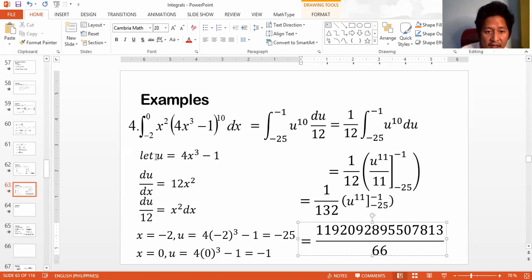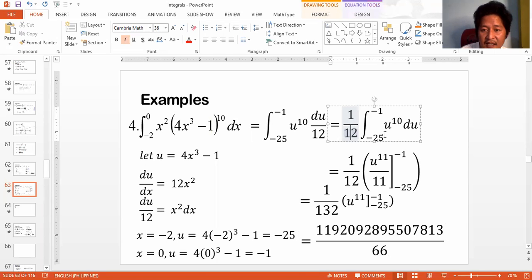So, nag-substitute lang tayo ulit. So, when x is negative 2, sinubstitute natin dito. Di ba? Kasi u natin is 4x cubed minus 1. Sinubstitute natin siya ng negative 2. Naging negative 33. When x is 0 naman, ganun din. So, u will become negative 1. So itong negative 2, papalitan natin siya ng negative 33. Yung 0, papalitan natin ng negative 1. 4x cubed minus 1 ay u. So same exponent. And then x squared dx ay du over 12.